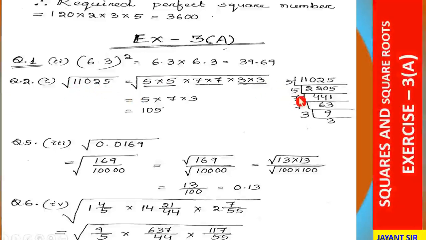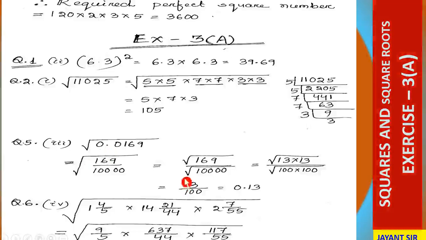Whenever we prime factorize this one, we get 5 into 5 into 7 into 7 into 3 into 3, equal to 5 sevens are 35, 35 threes are 105. Next, come to question number 5, part third I, square root of 0.0169, which can be written as 169 divided by 1. How many zeros are there? 1, 2, 3, 4 zeros are there. So 4 zeros I wrote.